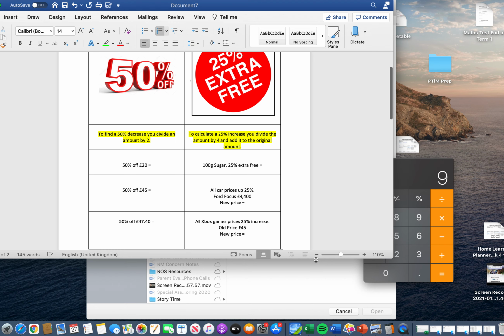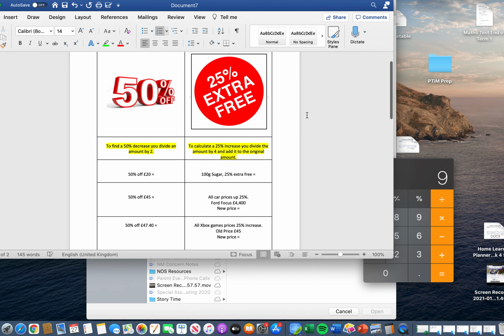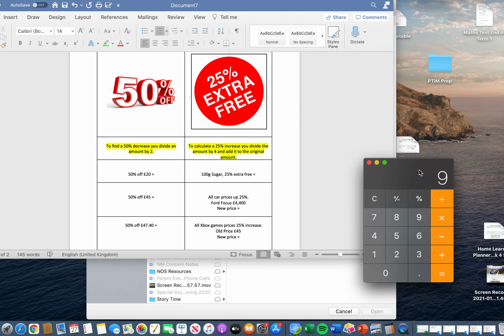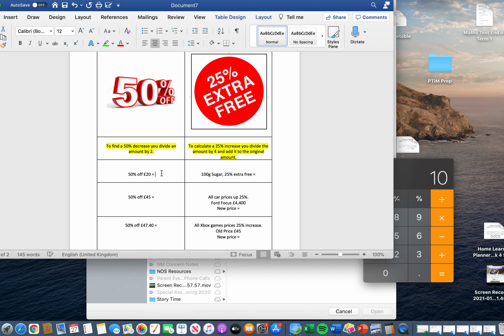Yours is extremely similar. Were you thinking of the context of shops and sales and extra things for free? Okay, so the first column here, and your sheet looks exactly like this. It says 50% off. And it says to find a 50% decrease, you divide the amount by 2, because 50% is the same as a half. So 50% off £20. To find out what 50% off £20 is, you simply divide 20 by 2. You may use a calculator, but I would hope you know the half of 20 is 10. So your answer there would be £10.